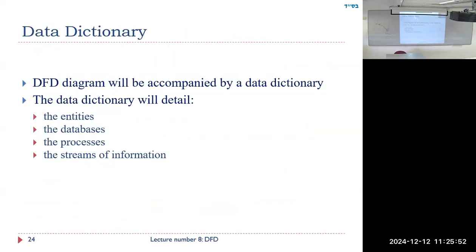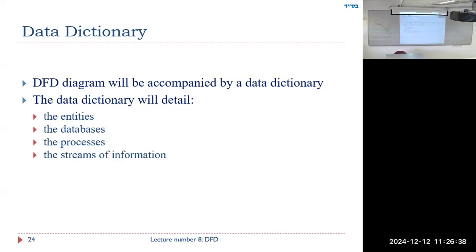Data dictionary, you also have a data dictionary. The DFD diagram will be accompanied by a data dictionary. The data dictionary will detail the entities, the databases, the processes, the streams of flows. For example, for an entity, I might say maintenance worker, and I might have another entity called support maintenance worker. And I have to explain, what is the difference between them? What things can they do that the other one can't do? Because it sounds similar, so I have to define, what is that entity?